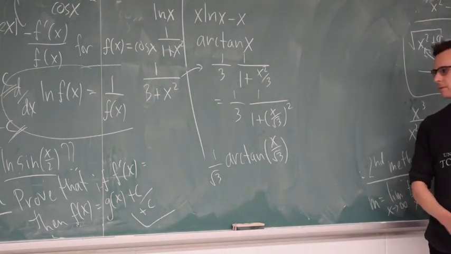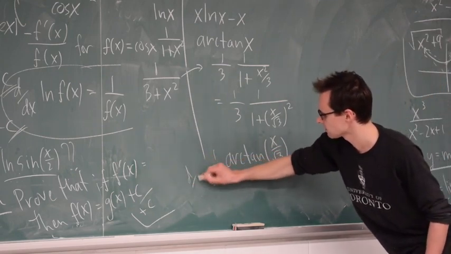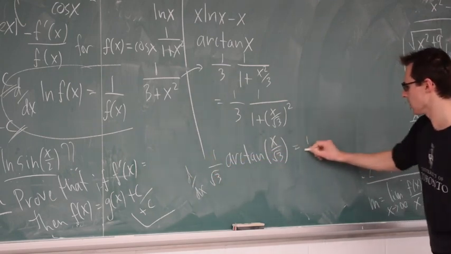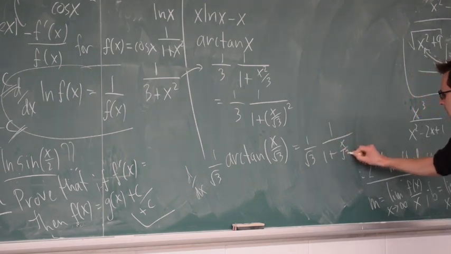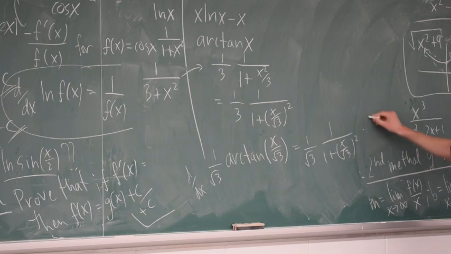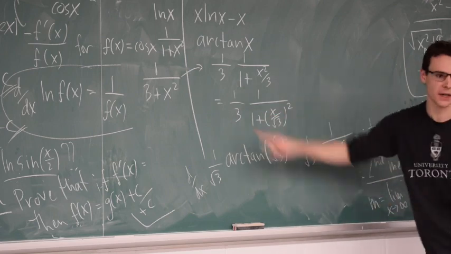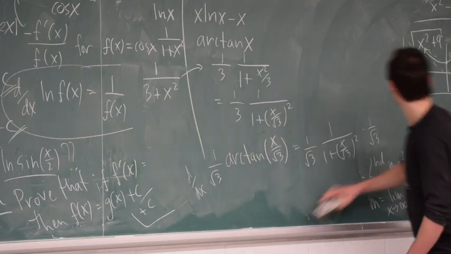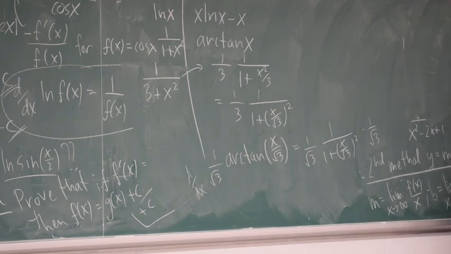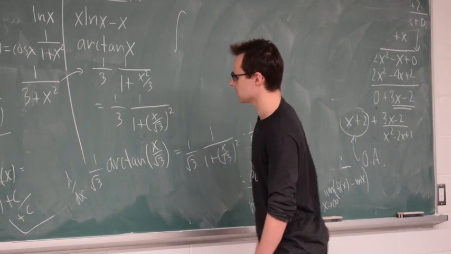And you can check it. Take the derivative. Okay? The derivative of this is going to be 1 over root 3, 1 over 1 plus x over root 3 squared times 1 over root 3 by the chain rule over here. Well, root 3 times root 3 is 3, and we get that. Okay? So that's one way. The other way is to do substitution.